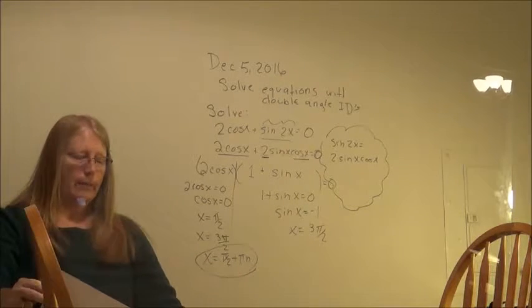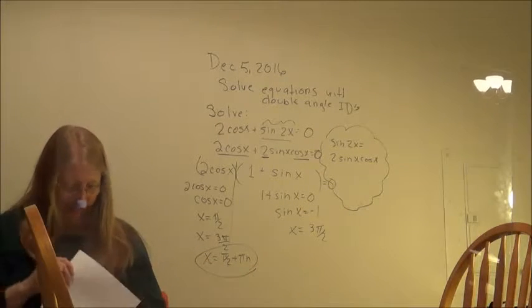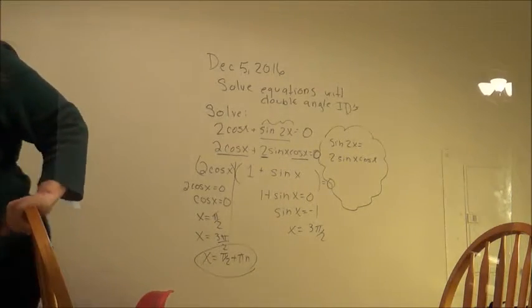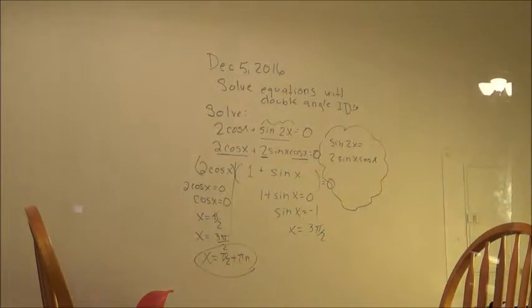All right, let me show you a second one. Oh, I have an eraser. Let me get something. That one we're going to use our trig identities backwards.